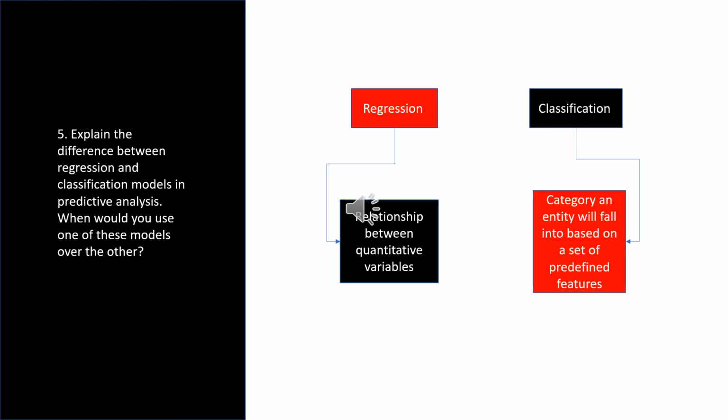Regression and classification are two very different models. Regression is based on the relationship between the quantitative variables, for example, the amount of rain and the production of soybeans. I will use it for this, for example. And in the case of classification, we try to find out which category an entity will fall into based on a set of predefined features.